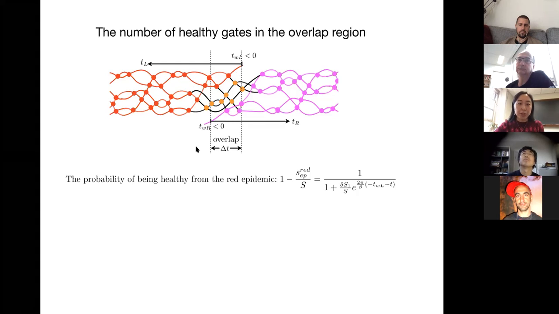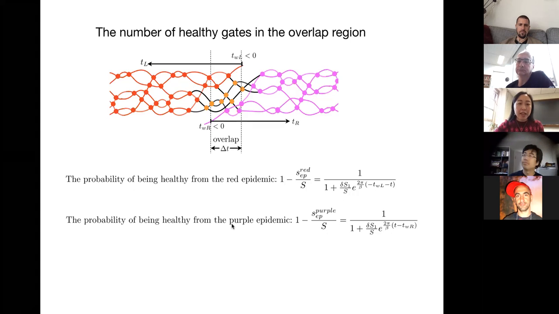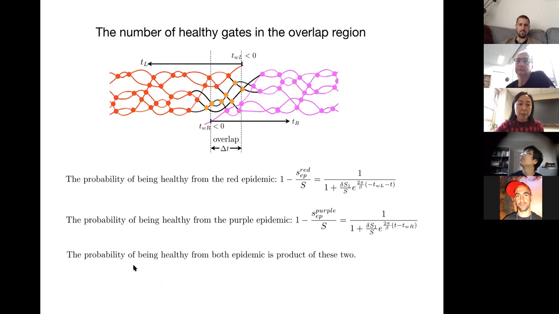Then in this overlap region, the probability of being healthy from the red epidemic is 1 minus the size of this red epidemic over S, the total number of qubits. It's basically 1 minus the probability of being sick. And the probability of being healthy from the purple epidemic is 1 minus S_purple over S. Then the probability of being healthy from both epidemics is a product of these two. So from this, one can estimate the number of healthy gates here in the overlap region.